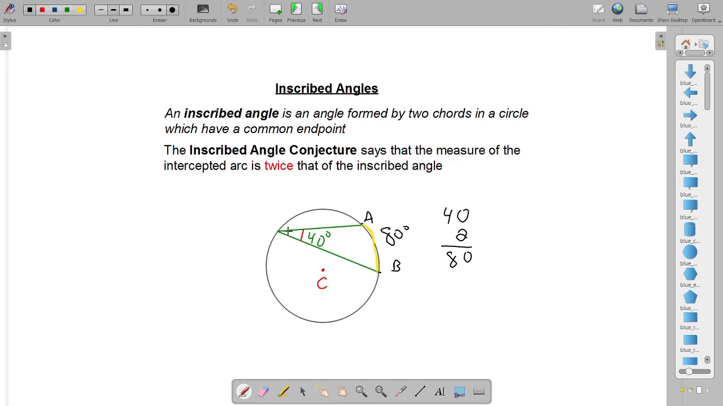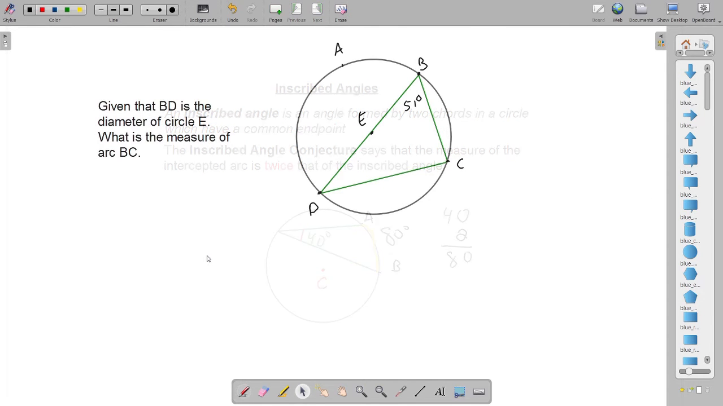Knowing that conjecture, I'm going to show you how to solve a problem using that. Here's one of the example problems I pulled from one of the quizzes. This should be pretty close to the actual question they were asking. I drew it up, and we'll go ahead and try to solve this. It says, given that BD is the diameter of circle E. So we have our circle, center is E, and BD is the diameter.